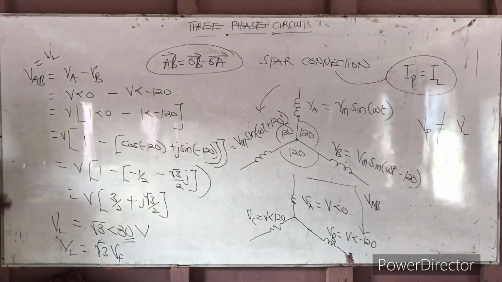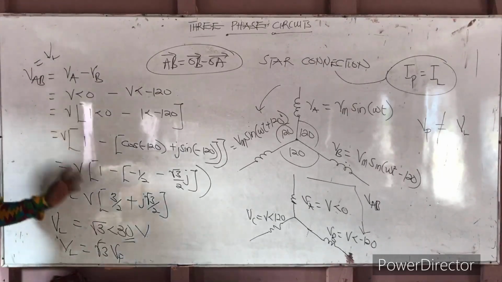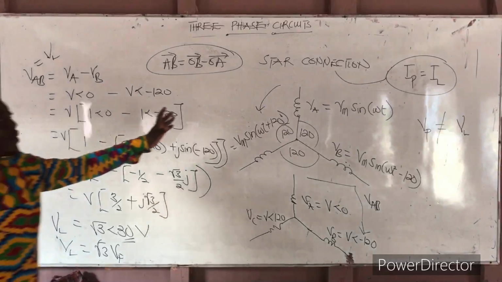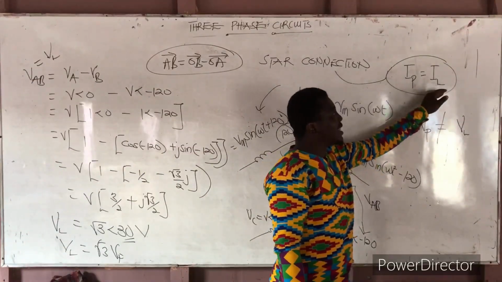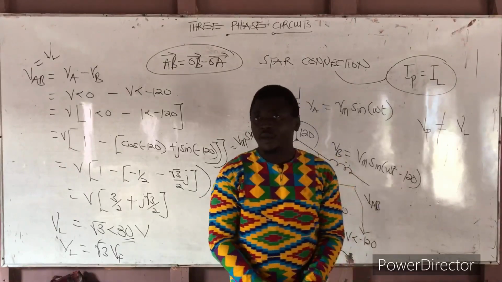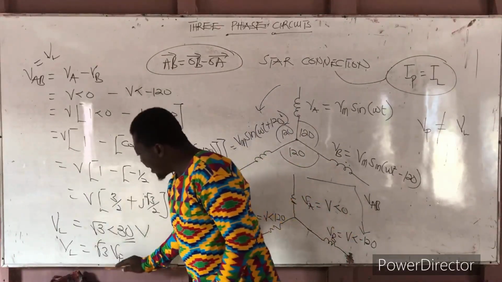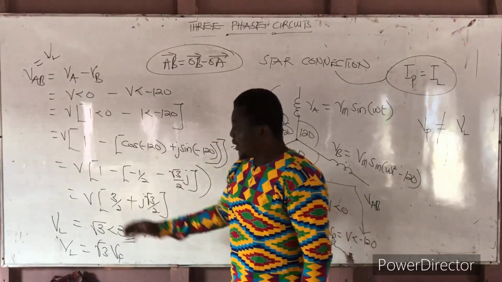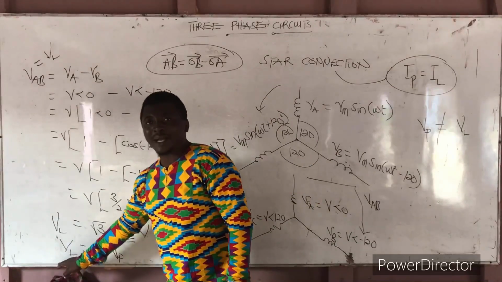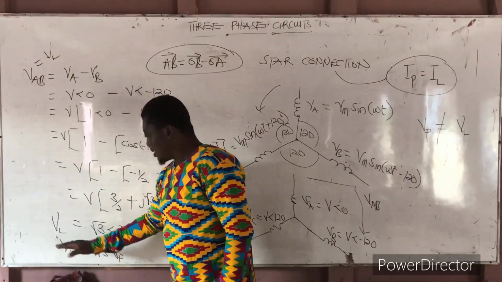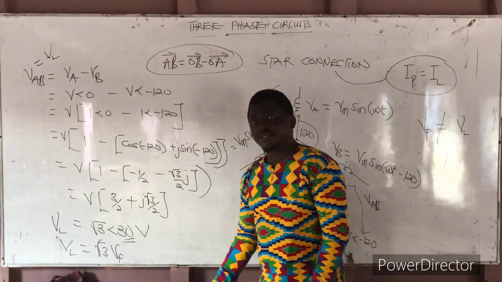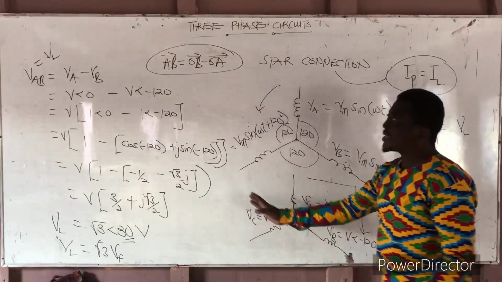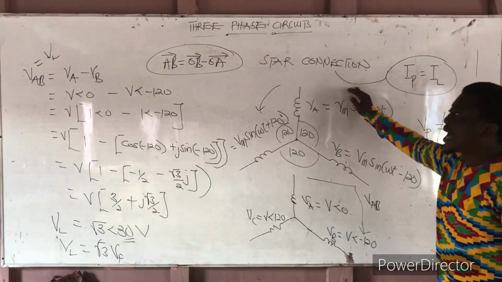So that simply means that if we have a star connection, the phase current and the line current are the same. But our phase voltage is not the same as the line voltage. The line voltage is root 3 times the phase voltage. So basically that is what we have in star connection.